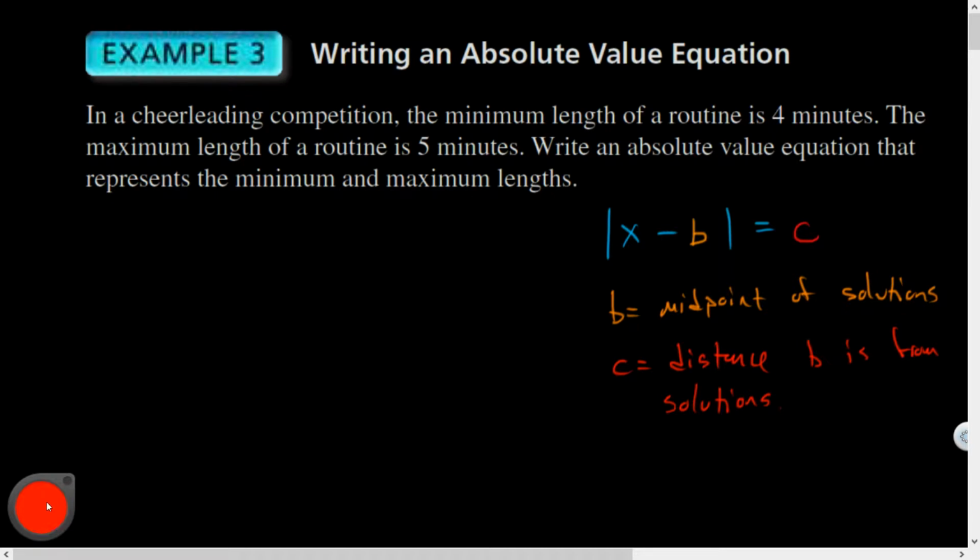Actually, let's ask that. We've got to figure out b. Here I know the solutions. I know x equals 4 and x equals 5. So if that is the case, how could I find the midpoint between those numbers? Or maybe you could just look at it. What is the midpoint between those numbers?